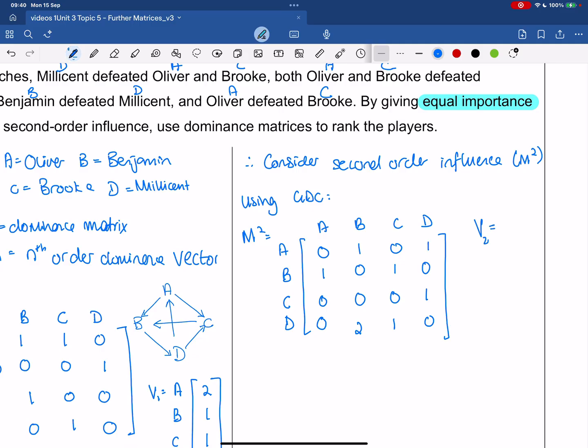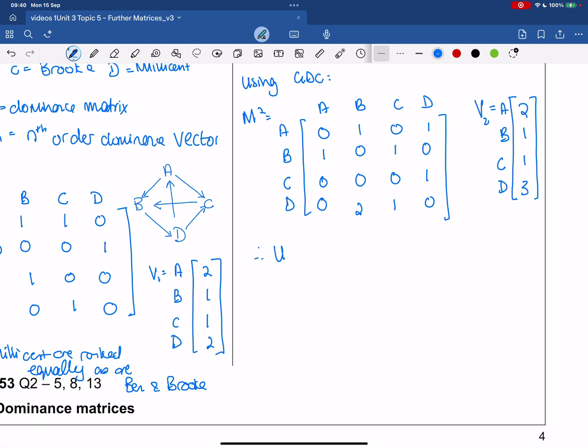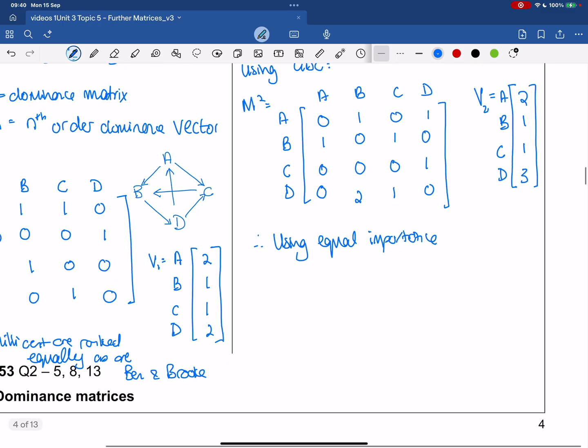Now, hopefully you remember from your previous PSMT that you don't use this vector. You need to add the two, so your first order influence vector plus your second order influence one, and you need to assign importance to them. So what we have here is we've got 2, 1, 1, and 3. And I'm going to say, using equal importance, because that's what they told me to do. Usually our second order influence has less importance, but this one has said equal importance.